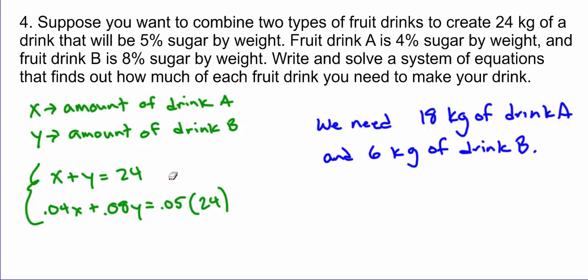The first equation I came up with had to do with the total amount of the fruit drinks combined, 24 kilograms. That's a lot of fruit drink. And then the second one had to do with just the percentage of sugar. So 4% of drink A, 8% of drink B, and we wanted to create 5% drink and 24 kilograms.